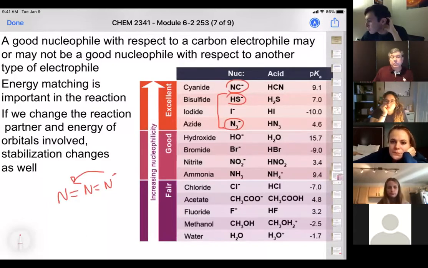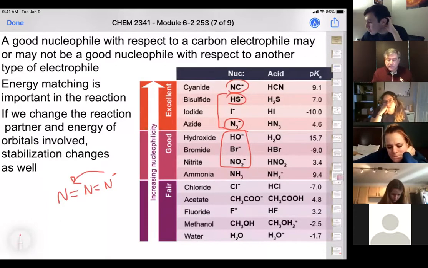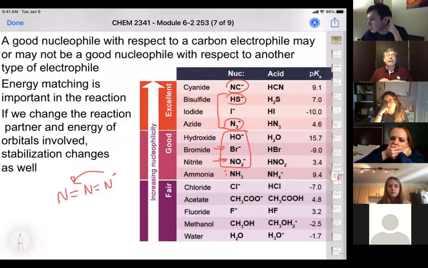The next group we have is what we call good nucleophiles. And these have charge right here. And these are not necessarily as polarizable. This does have a little bit of polarizability, and this does too. But notice we now have a neutral species in here. Ammonia, the nitrogen on ammonia, can act as a good nucleophile, even though it's not charged.